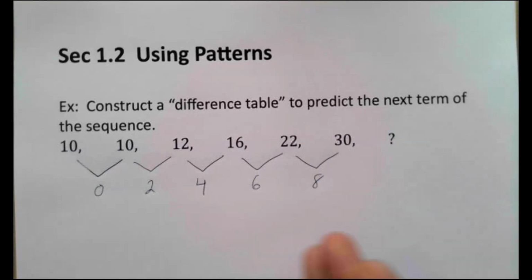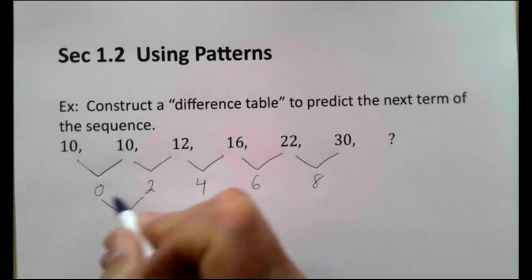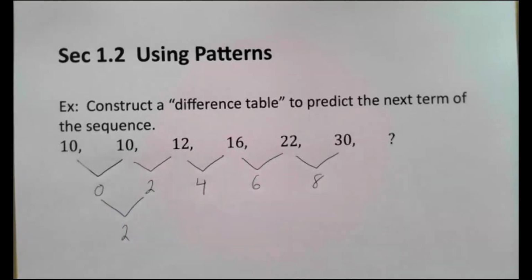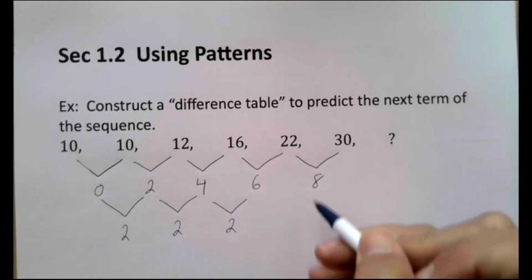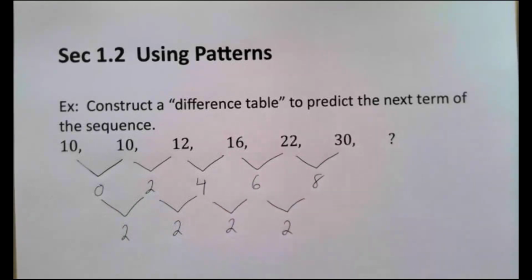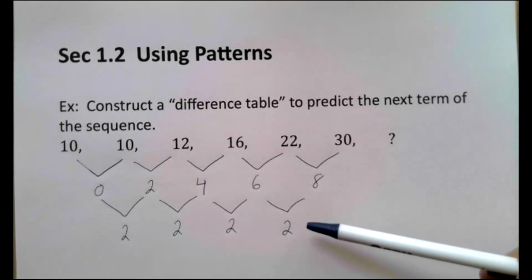Let's pretend we didn't understand the pattern yet. Well, I could always do it again. I could do 2 minus 0. I could do 4 minus 2. I could do 6 minus 4, and I could do 8 minus 6. And maybe you see a pattern now on this third row. If you don't see a pattern now on this third row, I don't know what to tell you.